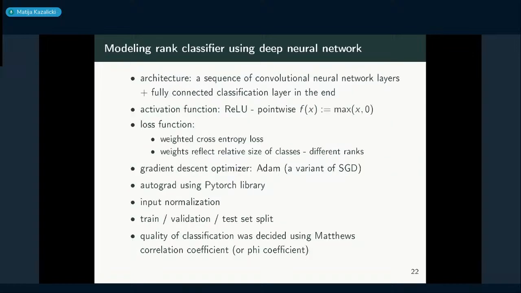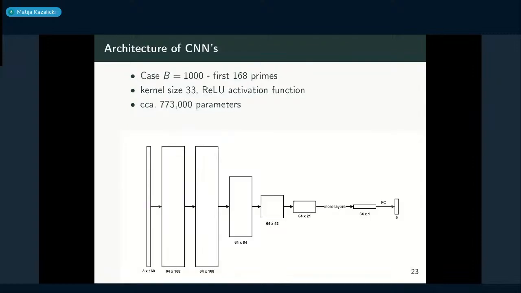Okay, so I'll not say much about the architecture of this deep neural network. So I'll just say that the network is really deep. So in the smallest case, so B is equal to 1,000, it has around 773,000 parameters.